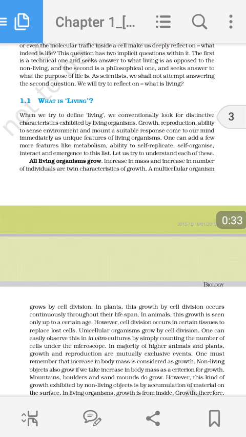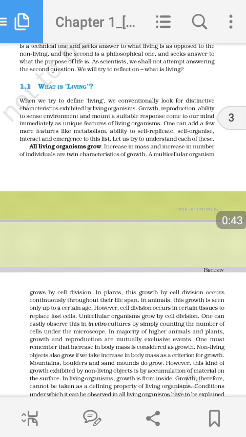Growth, reproduction, ability to sense environment and mount a suitable response come to our mind immediately as unique features of living organisms. One can add a few more features like metabolism, ability to self-replicate, self-organize, interact, and emergence to the list.